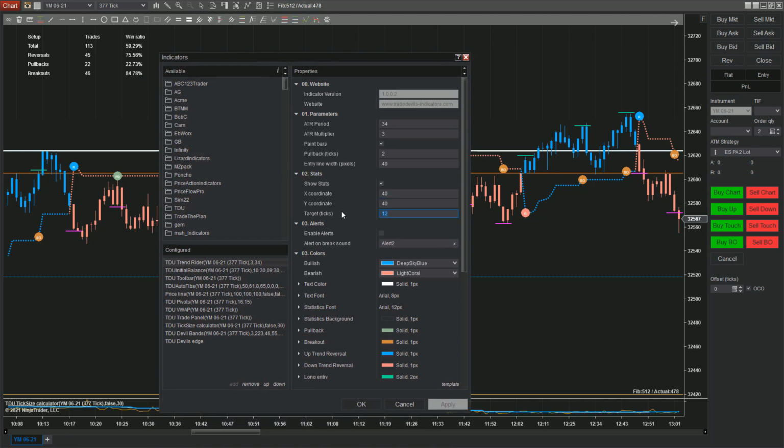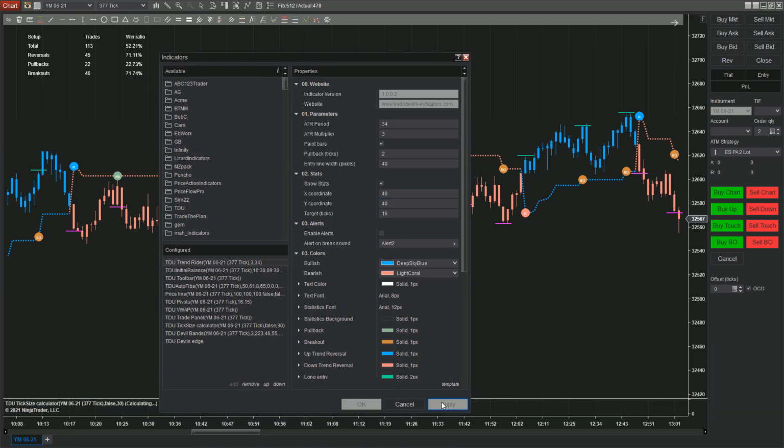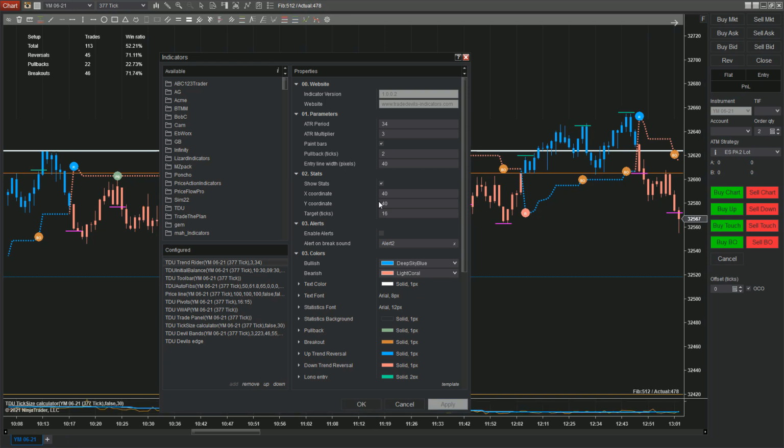Well, let's say I went to 16. Now, of course, it's going to start to reduce because I'm after a bigger target, but still 71% of the time, reversals. Pullbacks are less profitable here: only 22% went to their target. So maybe that's too much.